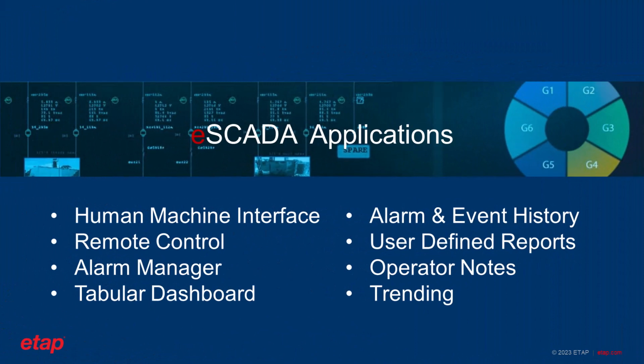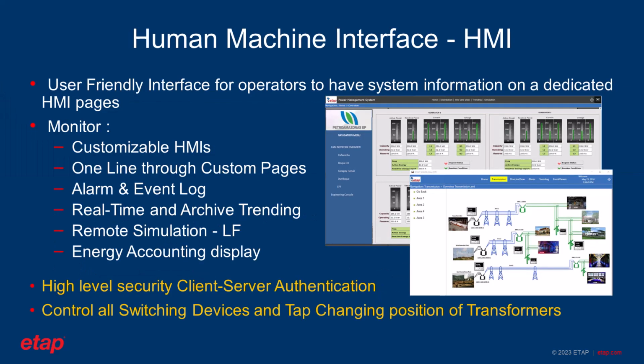Now let's look at the applications of the eSCADA solution from an operations perspective. We're going to look at the human-machine interface, remote control functionality, alarm management, tabular dashboards, alarm and event history, user-defined reports, operator notes, and trending. The human-machine interface, or HMI, in ETAP provides a friendly interface for operators to have the system information on dedicated HMI pages or dashboards. It allows you to monitor information very easily in customizable HMIs, personalizable for each customer.